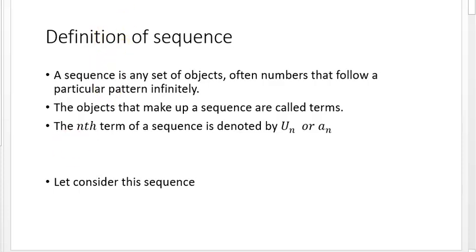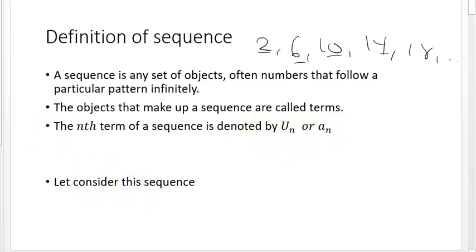So we have this sequence, just a very nice example. We have 2, 6, 10, 14. 2 plus 4, 6. 6 plus 4, 10. 10 plus 4, 14. 14 plus 4, 18. It continues infinitely. The objects that make up a sequence are called terms. So these are called terms. The nth term of a sequence is denoted by un or an.